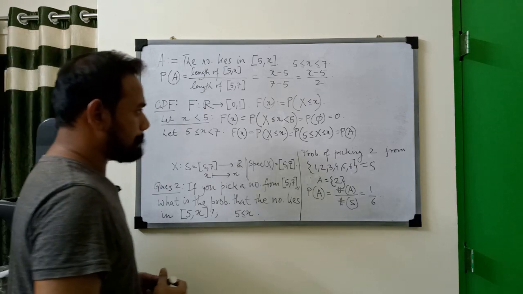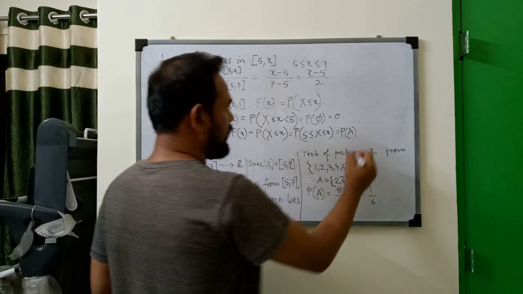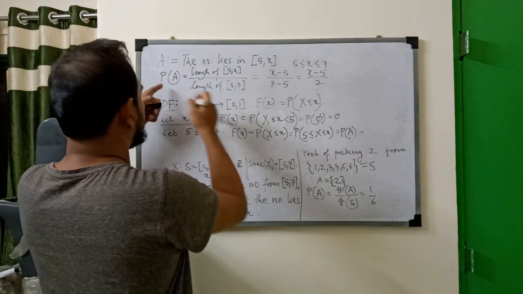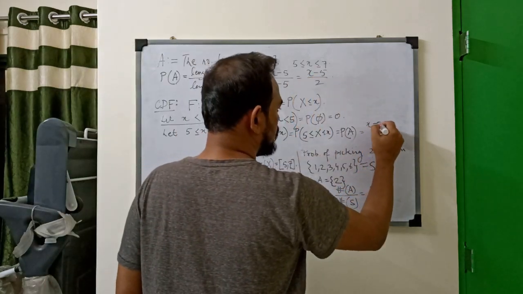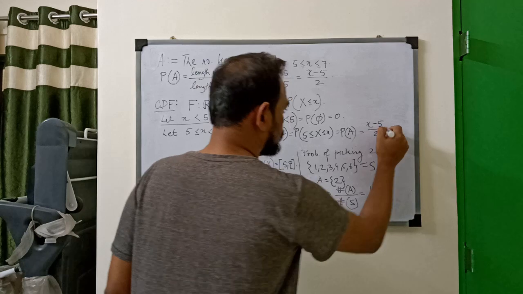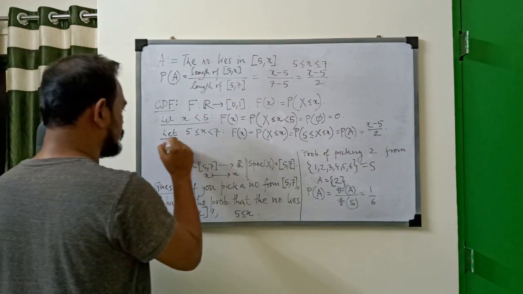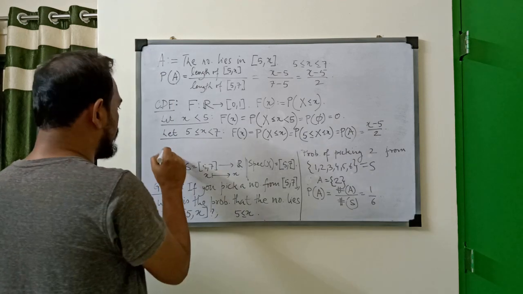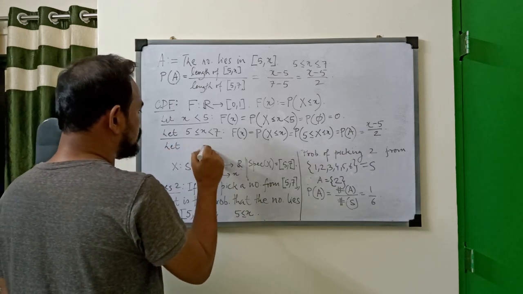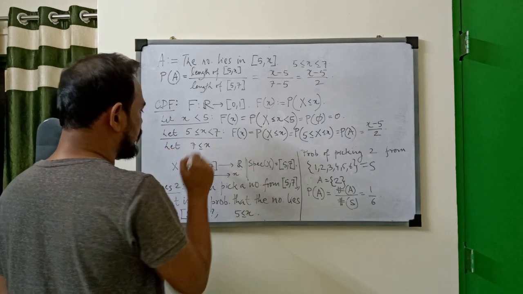I hope that's clear. Okay? And that we've worked out the probability of the event is x minus 5 by 2. Okay, so we've worked another case out. Now we'll do the last case where, what if x is more than or equal to 7?